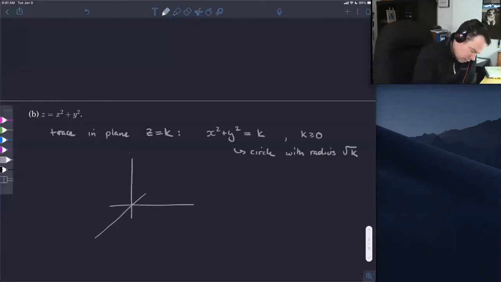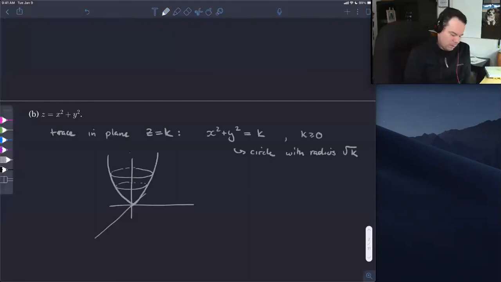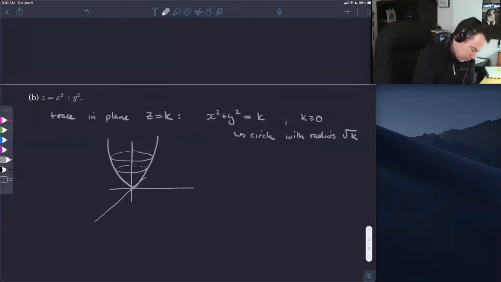So what's happening here is, at a given height, I'm getting circles. And the circles are increasing in radius the farther I go up. And so I'm getting a shape that looks like this. And so we may think, well, how do I know how these circles are changing in radius as I go up? Well, I can look at traces in other planes as well. What's the trace in this case, I'll do the y equals 0 plane.